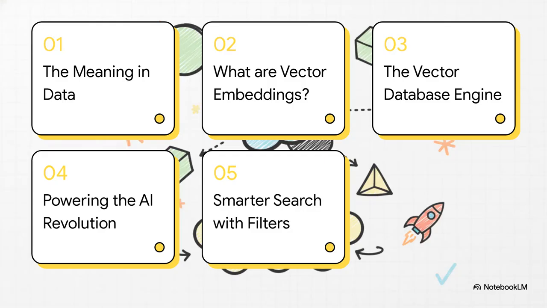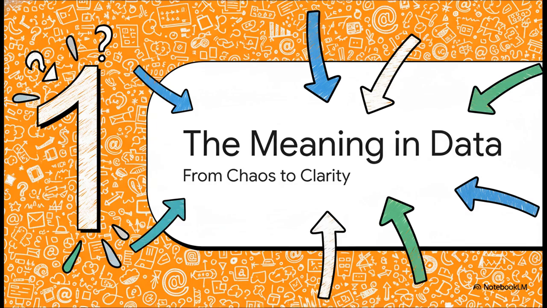All right, here's how we're going to break it all down. First up, we'll tackle the main challenge, finding meaning in just a sea of data. Then we'll get into the secret weapon, these things called vector embeddings. After that, we'll peek under the hood at the database engine itself, see how it's powering a revolution in the real world, and finally, look at how we can get even smarter with our searches. Let's do this. Okay, first things first, we really need to get our heads around the size of this problem.